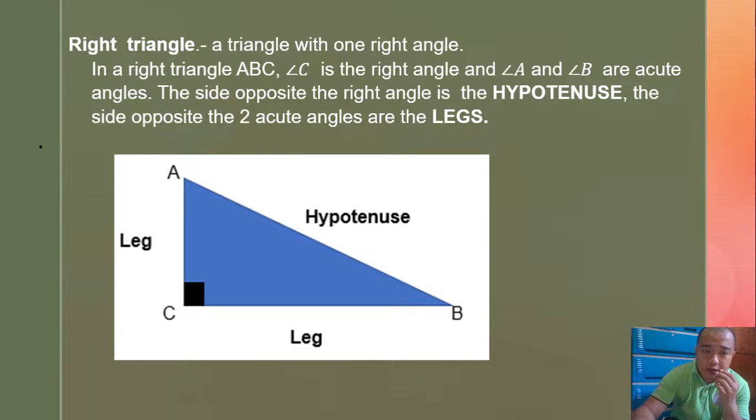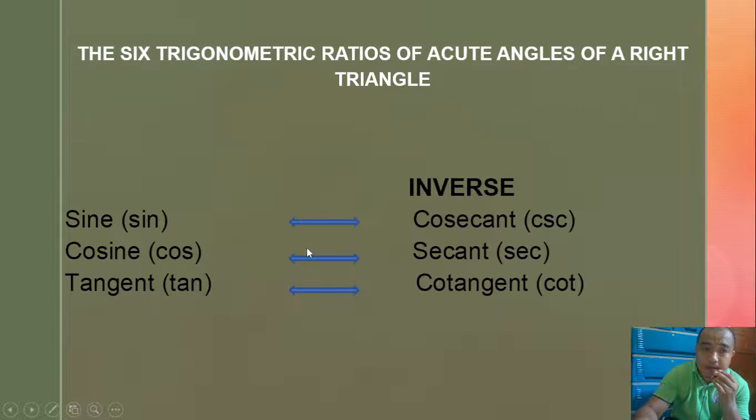So we have here the figure, triangle ABC. Angle C is the right angle. So if there is one right angle in a triangle, it's what we call a right triangle. So the other angles A and B are what we call the acute angles. And then the sides opposite the two acute angles are what we call the legs. So there are two legs. And the longest side, opposite angle C, which is the right angle, is called the hypotenuse.